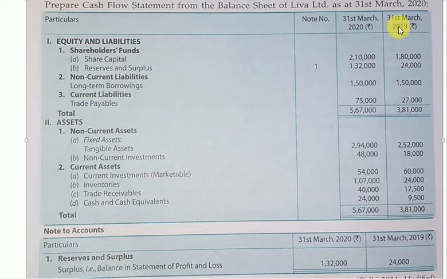The first heading in the balance sheet is equity and liabilities, which gives you shareholders' funds. In this question, under shareholders' funds, we have two headings, share capital and reserves and surplus. Then point number two, non-current liabilities, which is telling us long-term borrowings. Point number three, current liabilities, which is giving us one example, trade payables. Then the total has been mentioned for both years 2019 and 2020. Here is where the liability side ends.